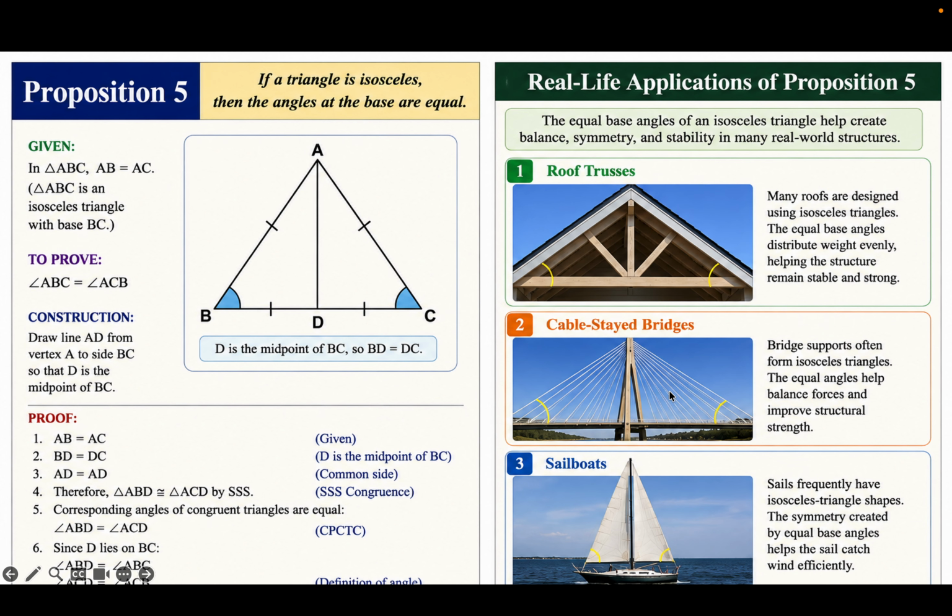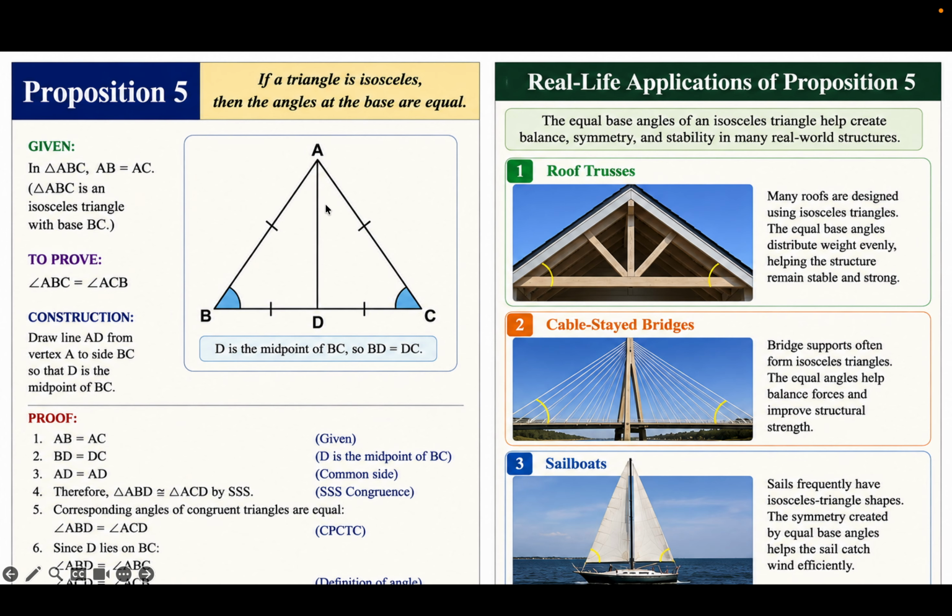At the very first, we are given a triangle ABC, and triangle ABC is an isosceles triangle with the base BC. This is the given information, and we have to prove that the base angles of an isosceles triangle are equal. As we know, the triangle ABC is an isosceles triangle, so AB and AC are equal because the two sides of an isosceles triangle are equal.